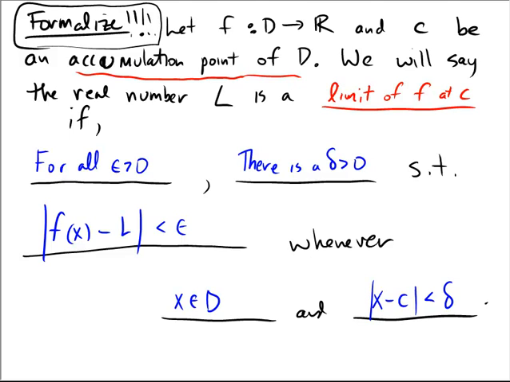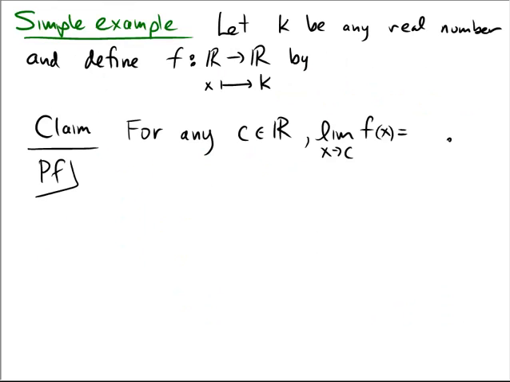So it's kind of aligned with our sequences. Our sequences, remember, were infinite. We kind of went off to infinity. But the idea here is just to do it on a graph with an x and a y coordinate. So let's do a simple example first.